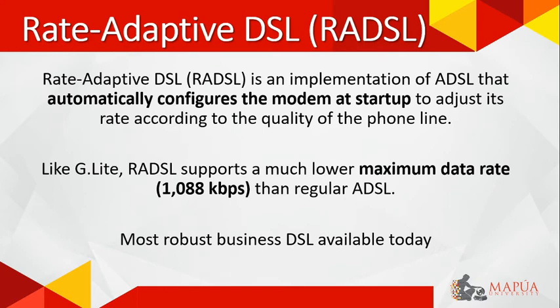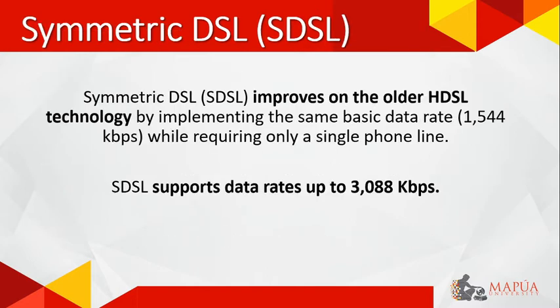Rate Adaptive DSL is an implementation of ADSL that automatically configures the modem at startup and adjusts its rates according to the quality of the phone line. Like G.lite, RADSL supports a much slower maximum data rate, which is 1088 kbps, than regular ADSL. It is said that Rate Adaptive DSL is the most robust business DSL available today.